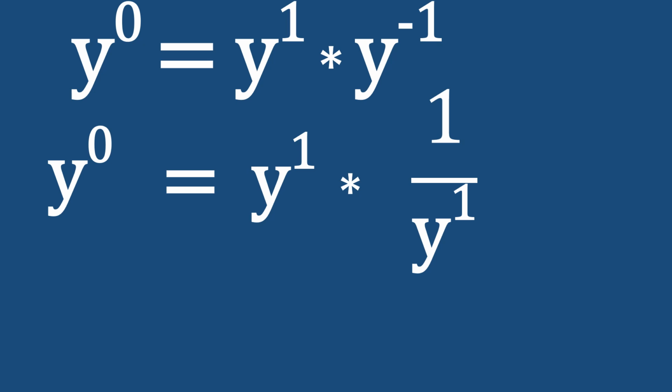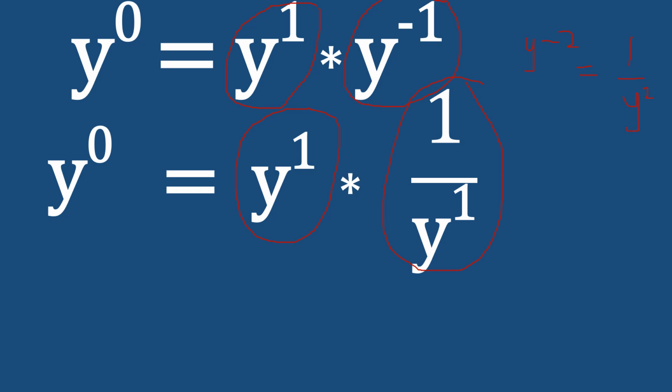So we're saying that y raised to the power of 0 is now equal to y raised to the power of 1 times 1 over y raised to the power of 1. What we simply did is, this value is equal to this value. This value, y raised to the power of minus 1, is the same as 1 over y raised to the power of 1. So if we have y raised to the power of minus 2, this is simply the same as 1 over y raised to the power of 2.